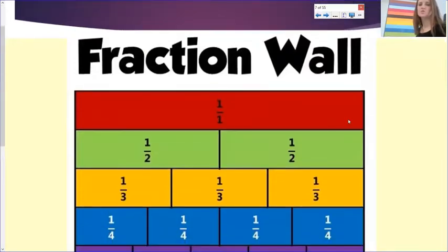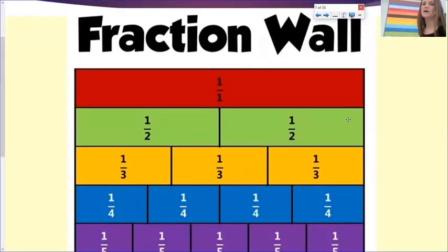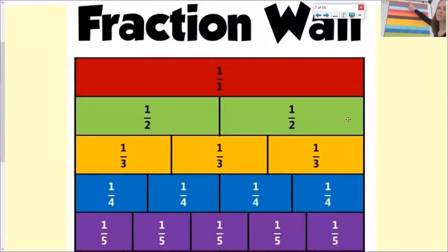Right, so the fraction wall looks a little bit like this, although I have got different colors. I've got my whole at the top here. I've got my two halves, and then I've got thirds. So it's broken up into three equal pieces.